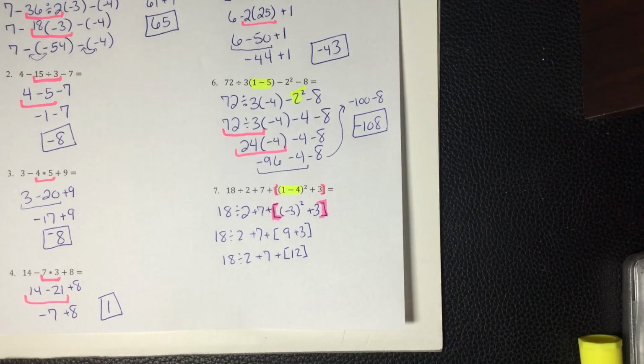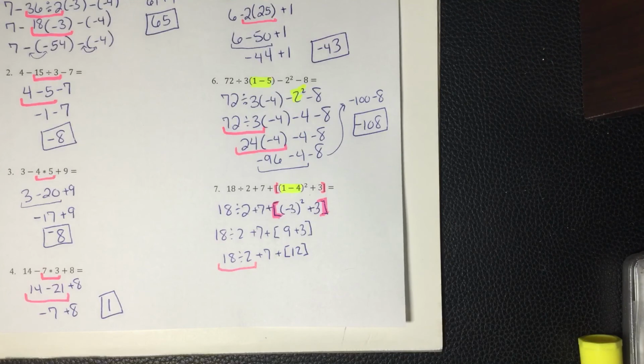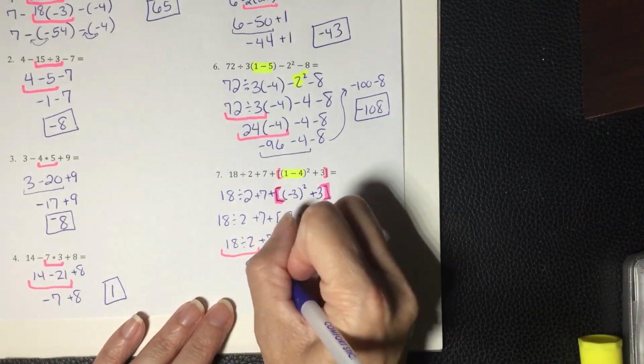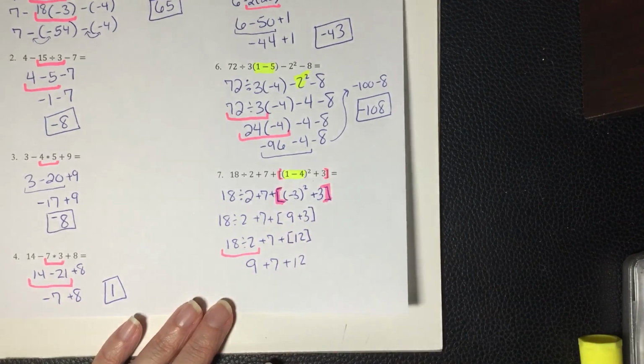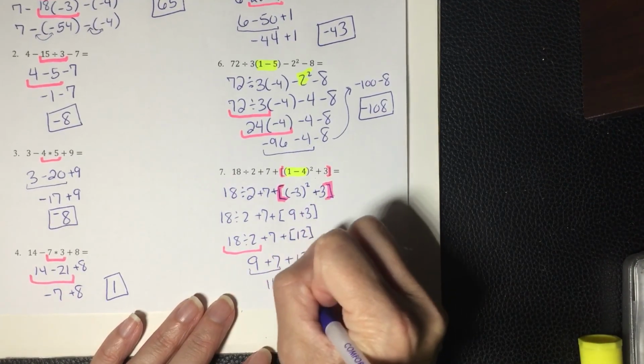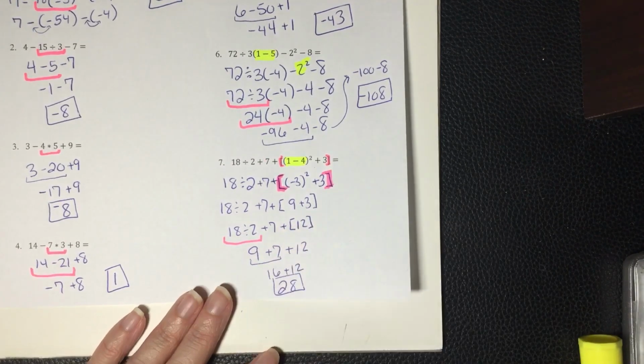All right, so going left to right, doing multiplication and division, we get 18 divided by 2 is 9. So I get 9 plus 7 plus 12. This is nice because they're all positive. I get 16 plus 12. So my final simplified answer is 28.